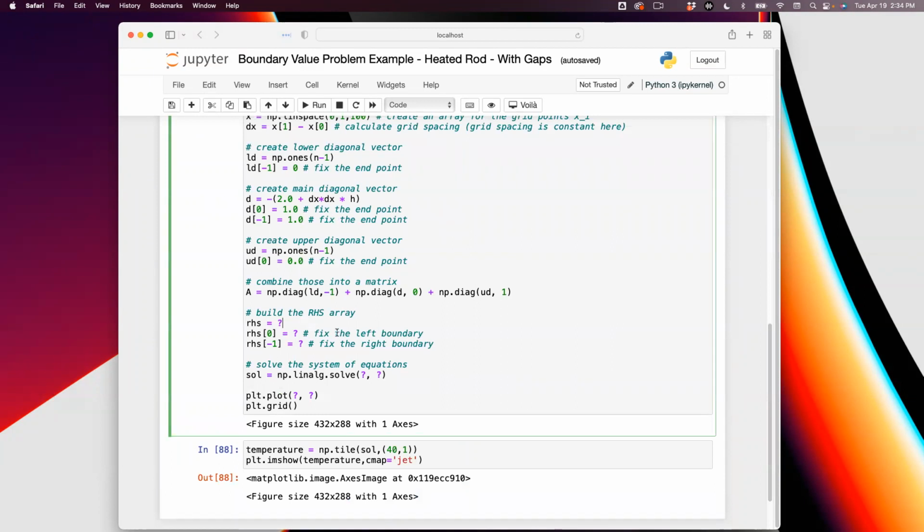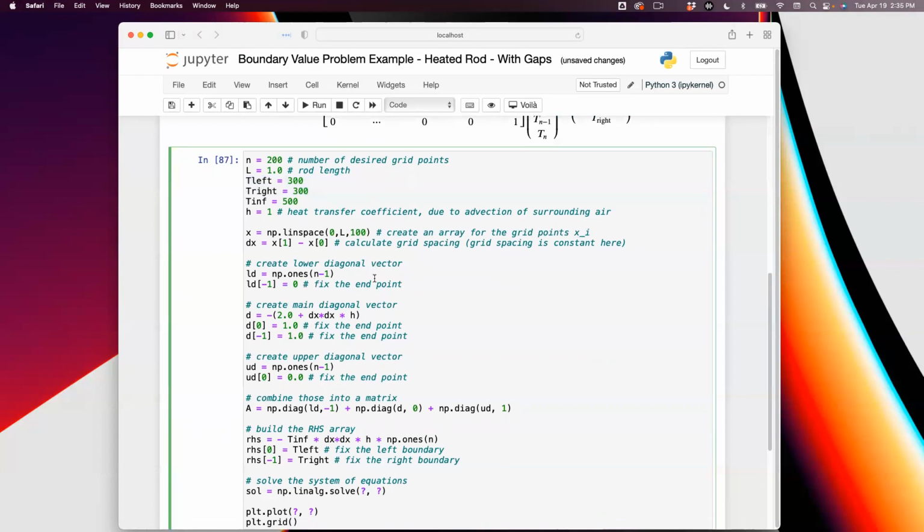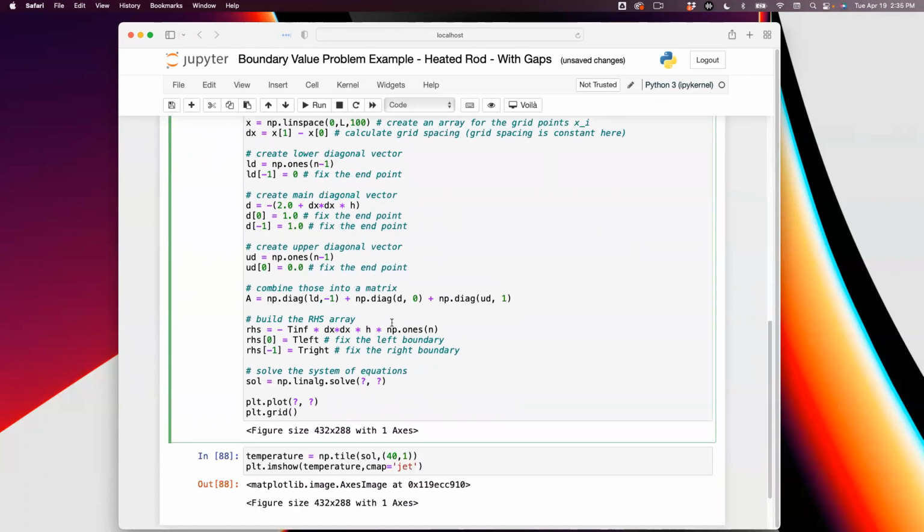What we're going to do is minus T infinity times dx squared times h times np.ones of size n. And then we fix the left boundary, which is T left, and fix the right boundary, which is T right. Those were defined just up here. And the length space, you can do it from 0 to L. Then linalg.solve: you give it the coefficient matrix A and the right-hand side, and then you plot your solution versus x.